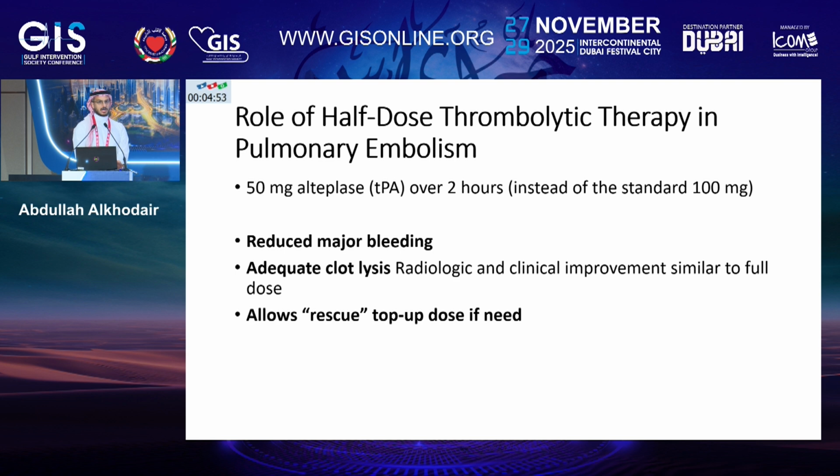Now, after this study, the question was, maybe we should consider half-dose thrombolytics in those patients. Instead of giving 100 milligram TNK, we should just give 50 milligram. And the rationale for that is you can maybe achieve a lower rate of major bleeding, and this 50 may give you some adequate lysis. And if you need to, you can also go for the top-up dose if needed.